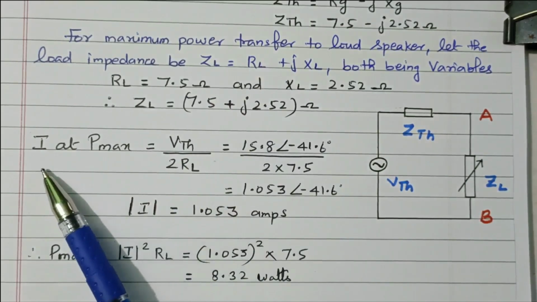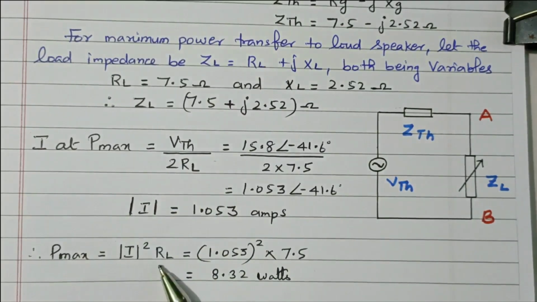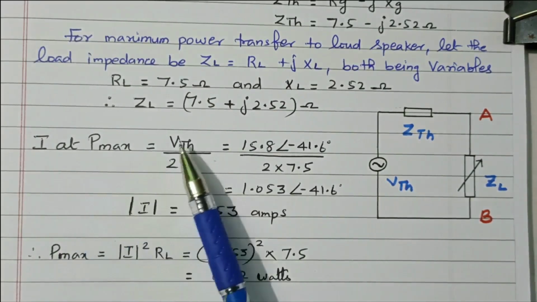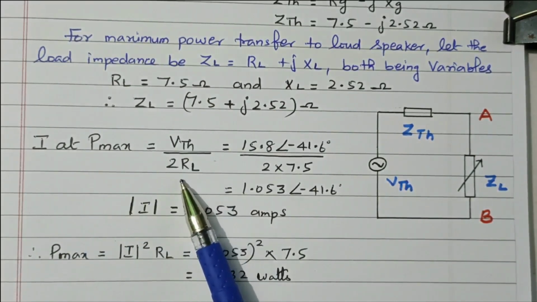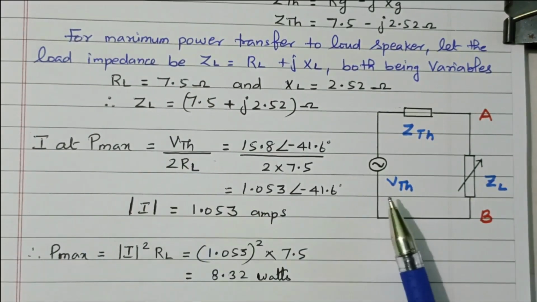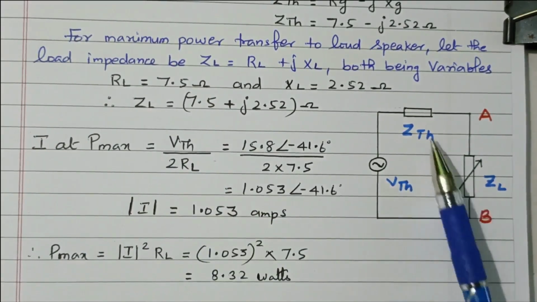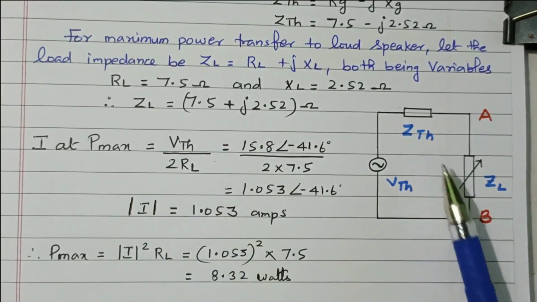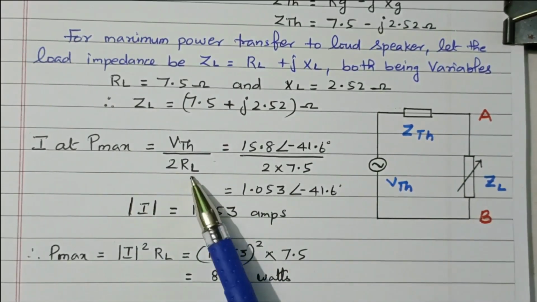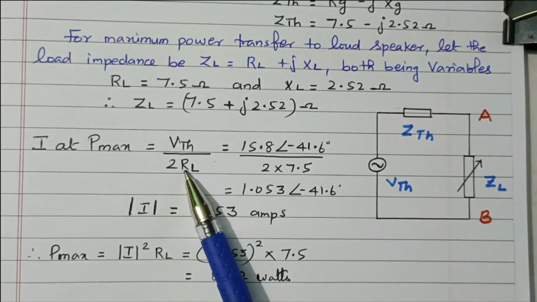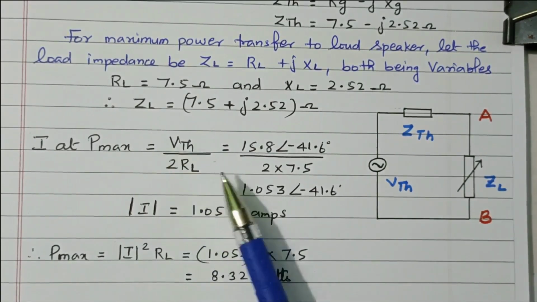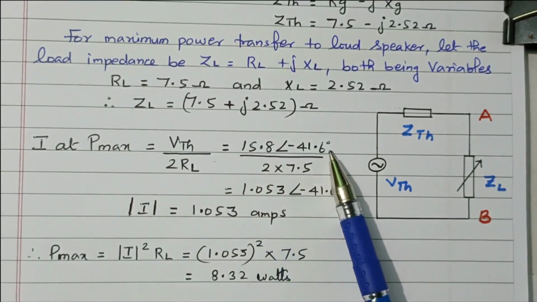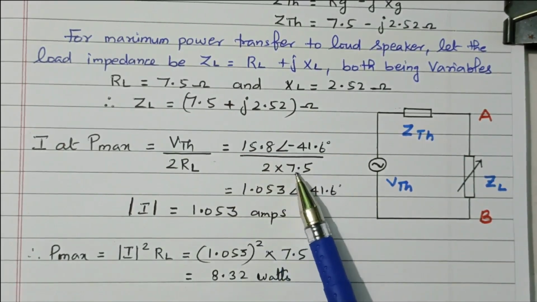Then what is the power delivered to the loudspeaker? Before that we need to find the current at maximum power, VTH divided by 2RL. Otherwise it is VTH divided by ZTH plus ZL. Since ZTH equals ZL in resistance, that is 2R. This is one formula. So V Thevenin, 15.8 angle 41.6, divided by 2 into 7.5.